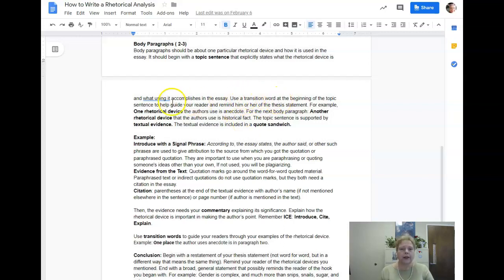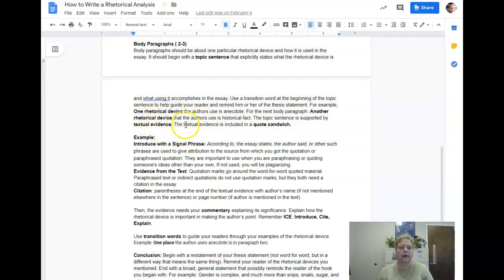Use a transition word at the beginning of your topic sentence to help guide your reader, remind him or her of the thesis statement. Remember, we're writing for someone else to read it. So keep in mind, they need this guidance to help them understand it. For example, one rhetorical device the authors use is anecdote. That would be for my sample that I was giving. For the next body paragraph, you could start with another rhetorical device. And that is important too, to help the reader follow what you're writing about using those transitions.